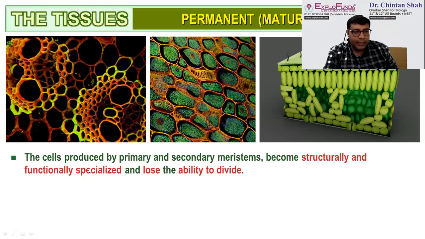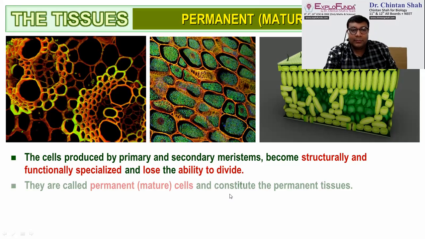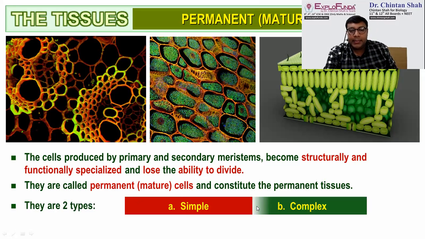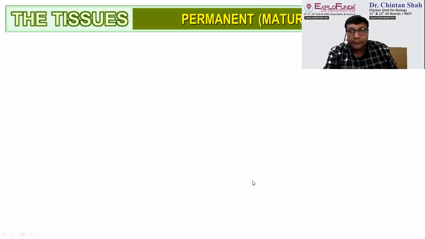Here what you can see: the cells produced by primary and secondary meristems become structurally and functionally specialized and lose the ability of division. So they are structurally and functionally specialized, meaning that they become differentiated. Once they become differentiated, they lose the ability to divide. They are called permanent cells and constitute the permanent tissues. There are two types of such tissue: simple permanent tissue and complex permanent tissue. That depends upon how many types of cells they are made up of.